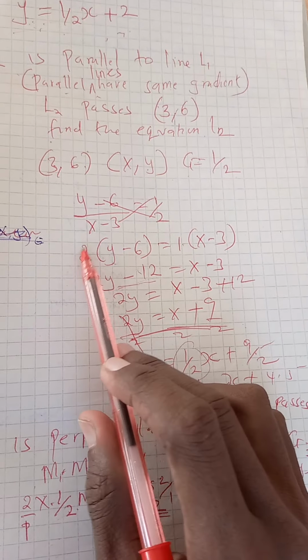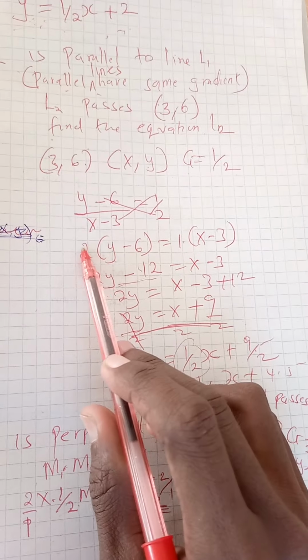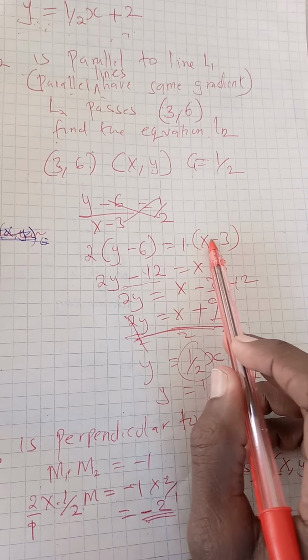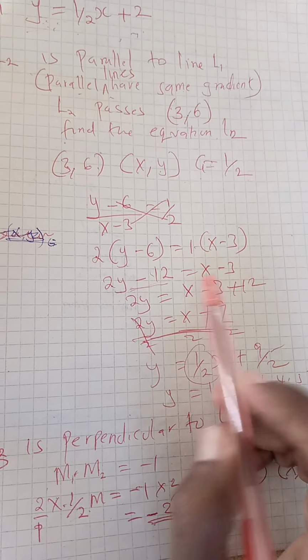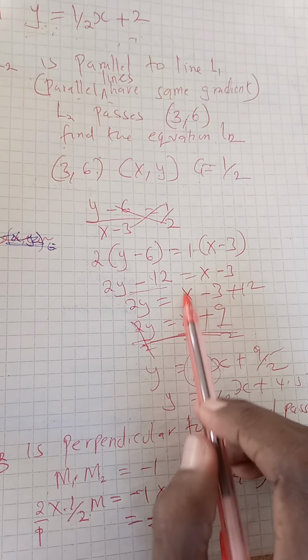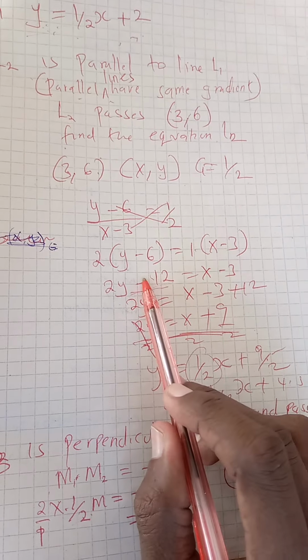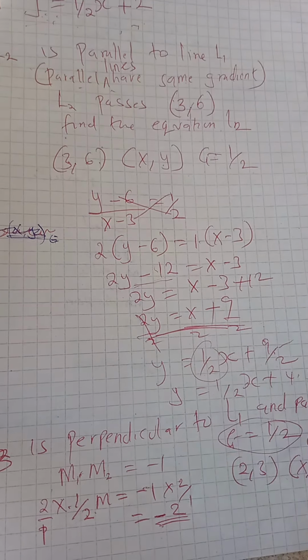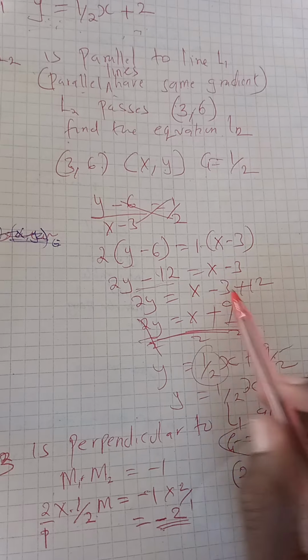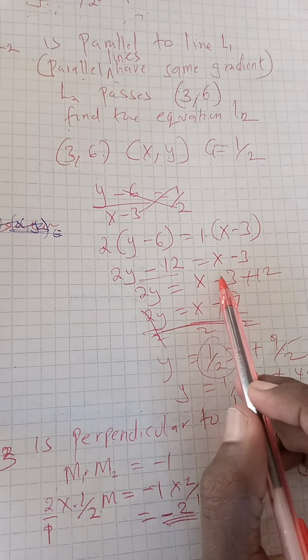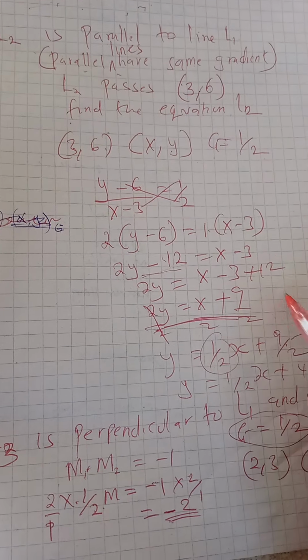So we have 2y, 2 times y is 2y, 2 times negative 4 is negative 8, 1 times x is x, 1 times negative 3 is negative 3. Then, as you are seeing there, 2y is equal to, now take this one to the other side, you get x minus 3, and here is negative 8, and if you take it to the other side, it will become positive 8. So 2y is equal to x, and negative 3 plus 8 is 5.